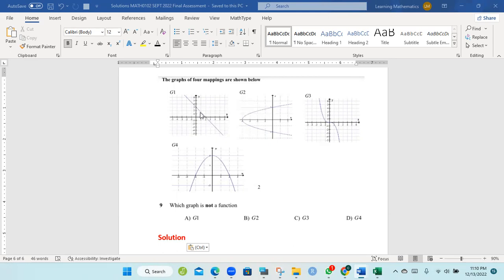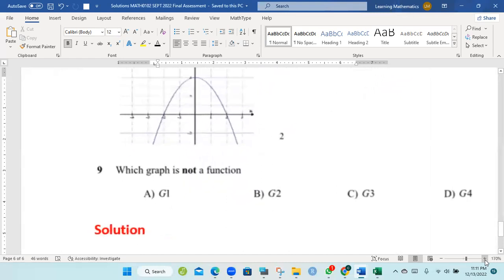So for example, G1, if you do the vertical line test, then the vertical line will touch the graph at only one point. So this G1 is a function. G2, if you do a vertical line test, the vertical line will touch the graph at more than one point.